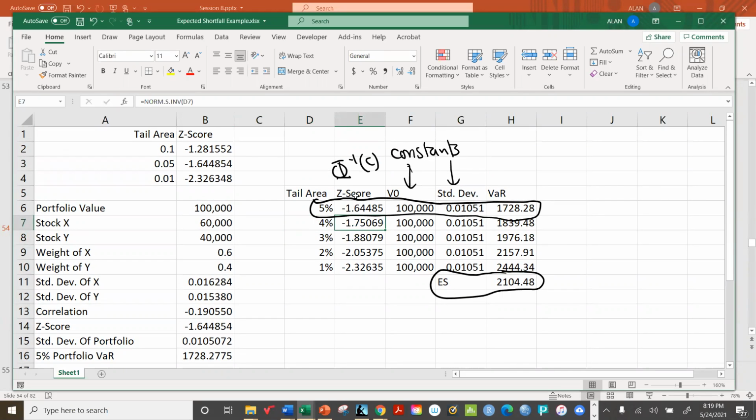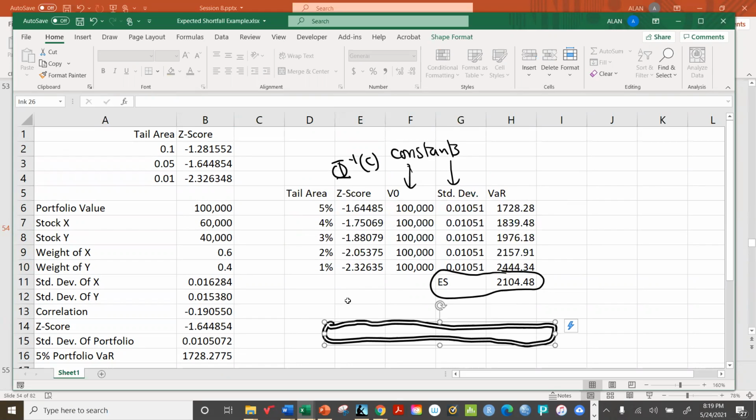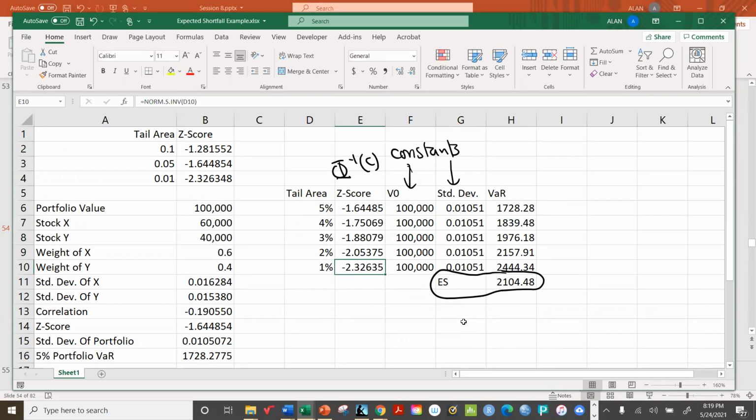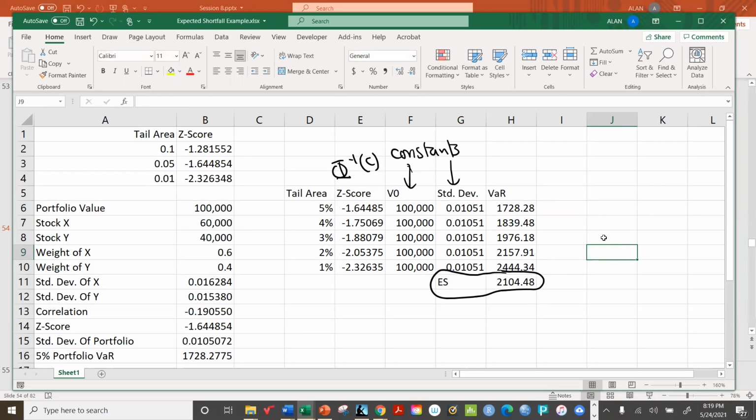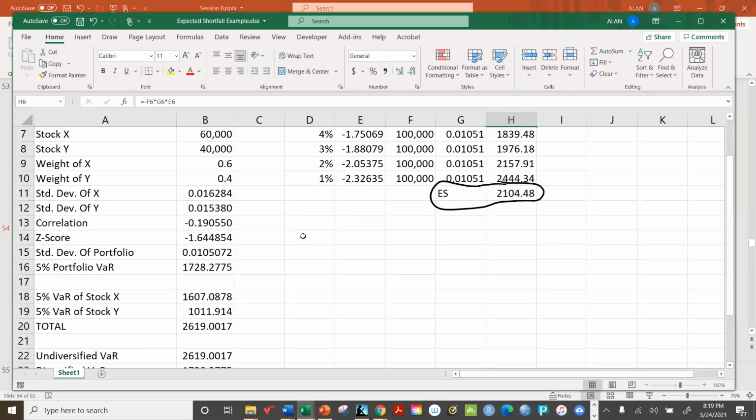You see this column, the Z-scores keep increasing as we move further onto the left tail. The value of the portfolio doesn't change. The standard deviation doesn't change. All that I'm changing is the Z-score. Come up with my different VARs, I average them out, and now I've got my expected shortfall, which is about $2,104.48 compared to the VAR, which is about $1,728.